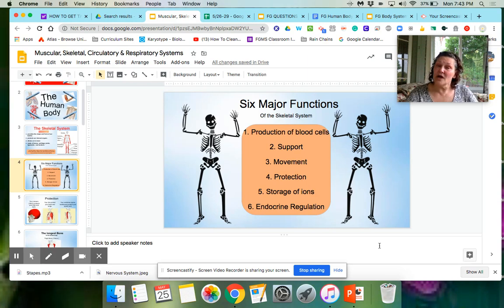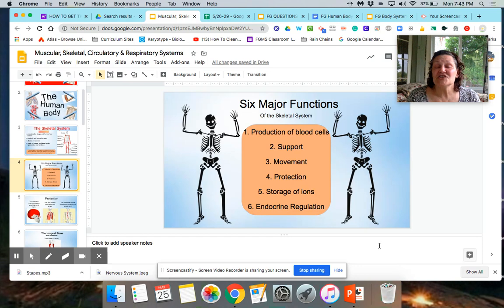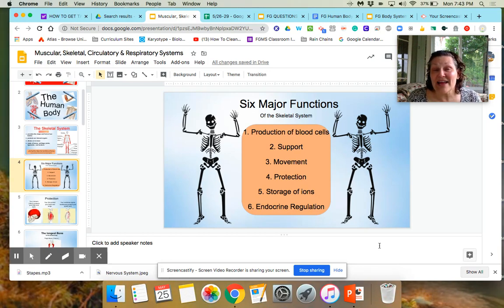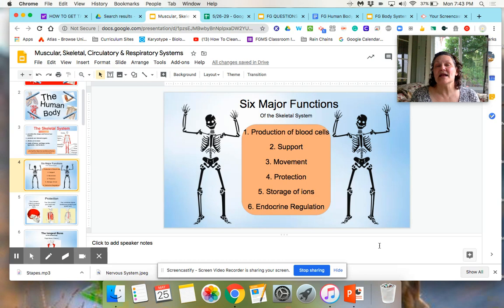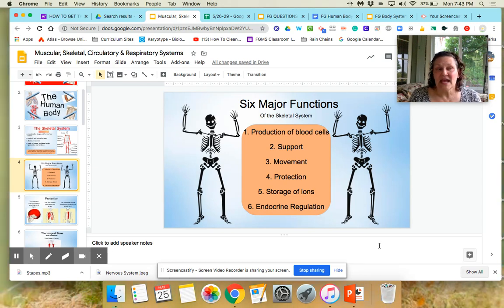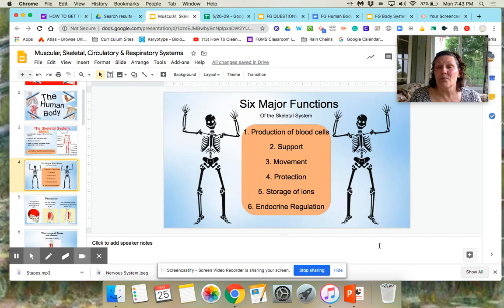And so in your long bones, that's where your blood cells are being produced. Support we talked about, movement we talked about, protection we talked about, storage of ions we didn't talk about. And we're only going to look at this a little bit, right? So your bones are made out of calcium and phosphorus, and so your body also needs calcium and phosphorus for other things. And so your body has to maintain that balance.